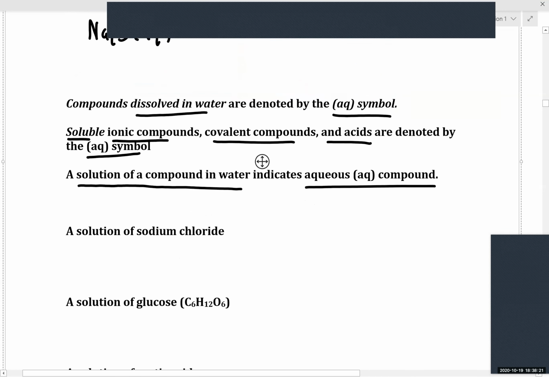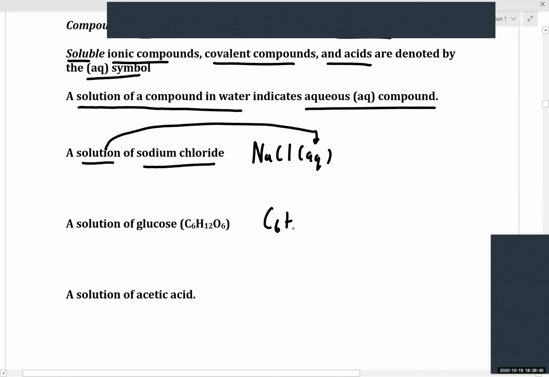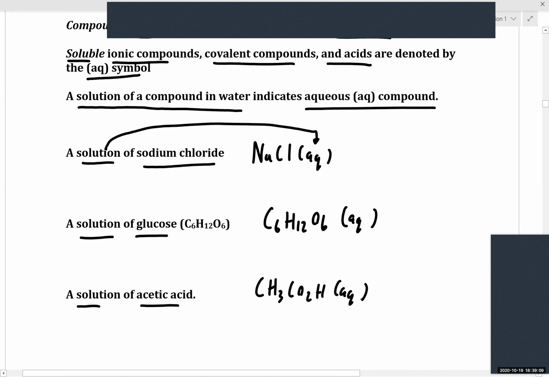So for example, if we say the phrase a solution of sodium chloride, we'd write this as NaCl aqueous. Does that make sense? Does everyone see how this key word tells us to put the aqueous symbol? Yes. Likewise, a solution of glucose, we'd write C6H12O6. And because it's a solution of glucose, what symbol should we put? Aqueous, exactly right. Now to look at an example of an acid, a solution of acetic acid would be written as CH3CO2H, aqueous.